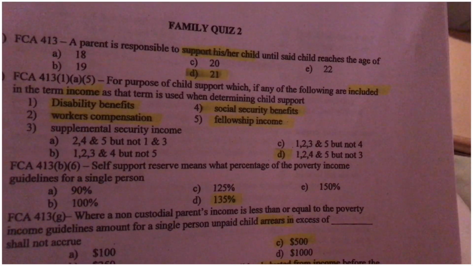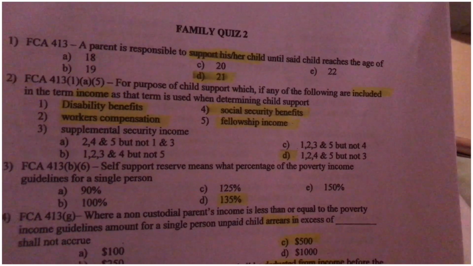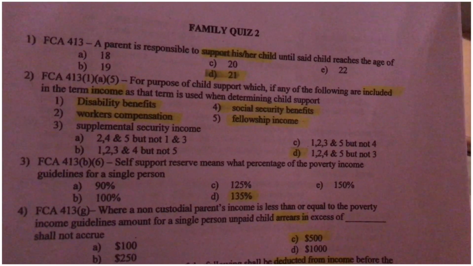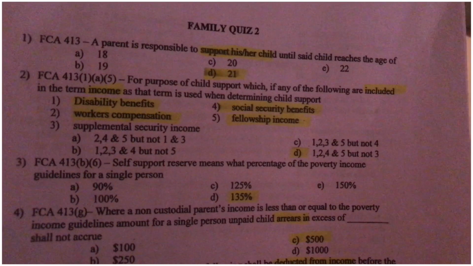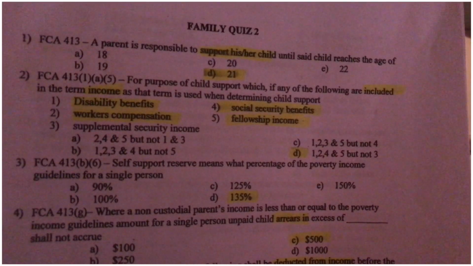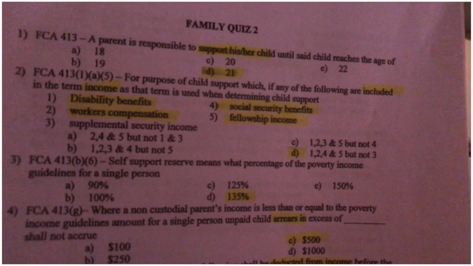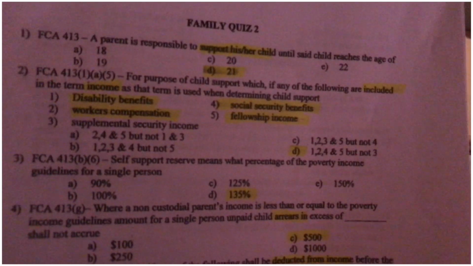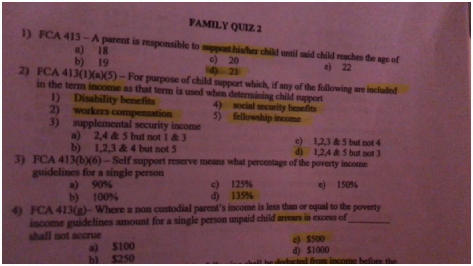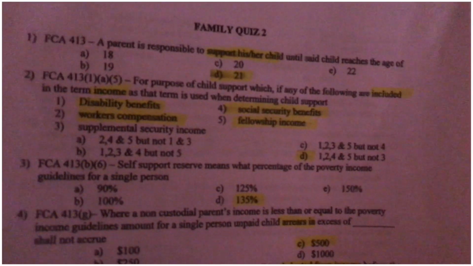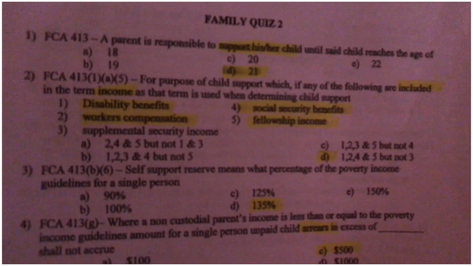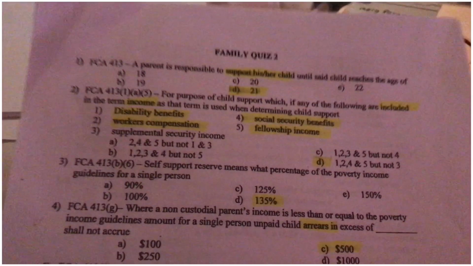So now with all that said, I'm going to go back to question 2 and read it. For the purpose of child support, which, if any of the following are included in the term income, as that term is used when determining child support. And now I'm going to know in my head, I know the list of 9, and I'm going to look to see if any of them are on here. The only one that's on here is in choice 3, SSI. That means these other ones, they are included. So the answer is D, 1, 2, 4, and 5, but not 3.